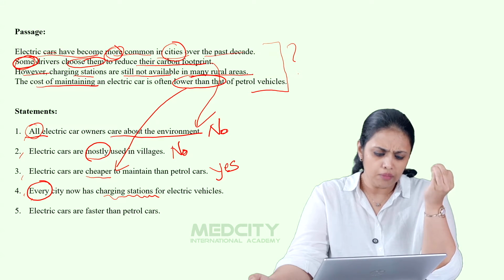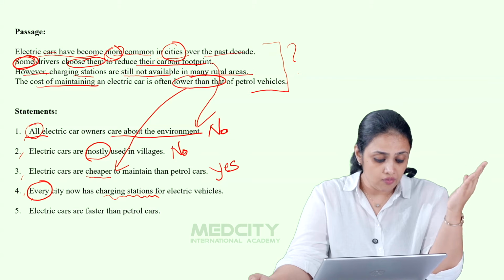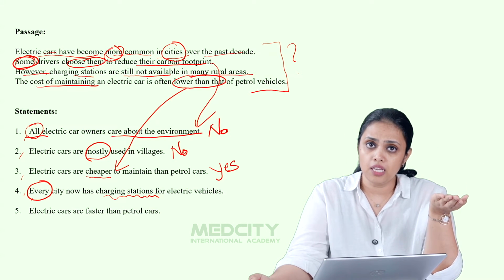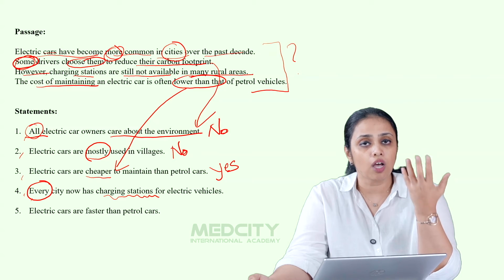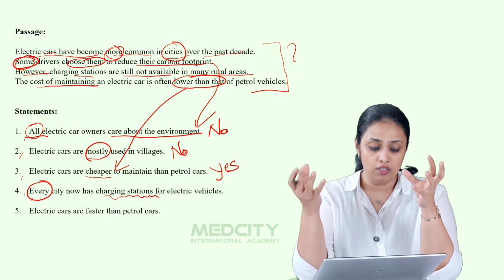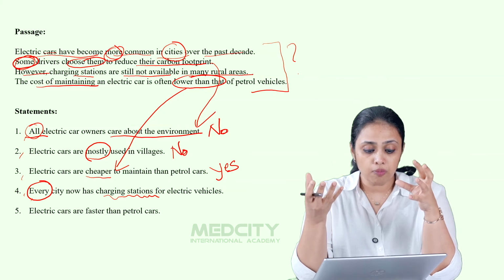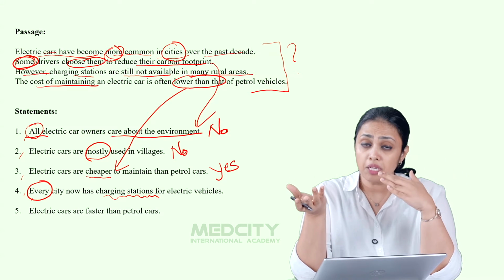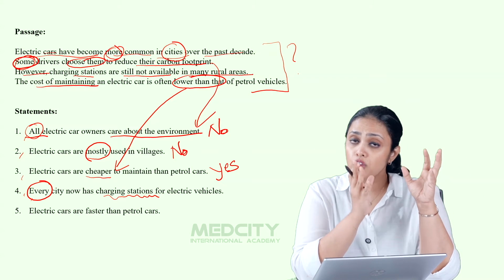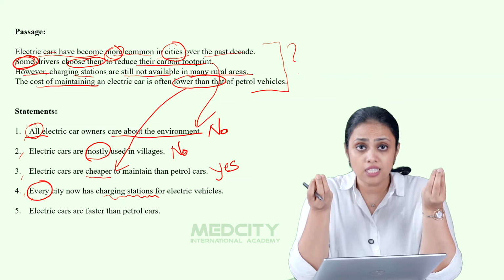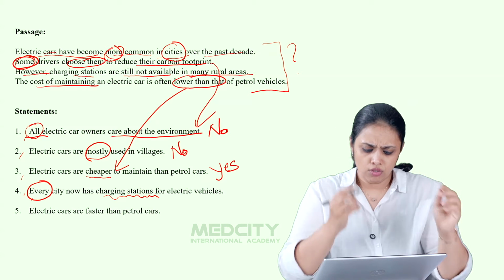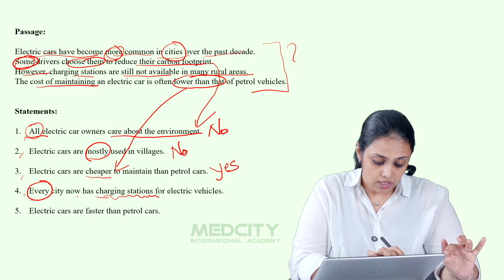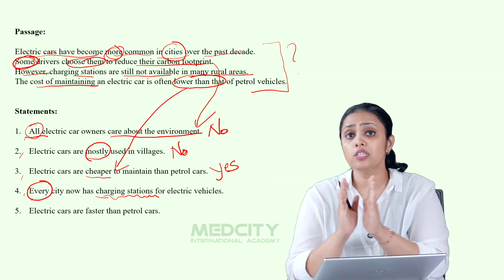Now, does that mean that every city has charging stations? Maybe it can be, yes. Maybe the writer, without saying, is trying to say that in many of the rural areas, there is no charging station. But in the cities, it might be there, it might not be there. But in cities, of course, it is there. But does every city have it or not? We are not sure. So definitely it's not yes, because nothing is mentioned about charging stations in cities. So we cannot say yes.